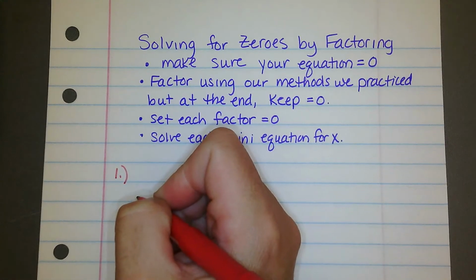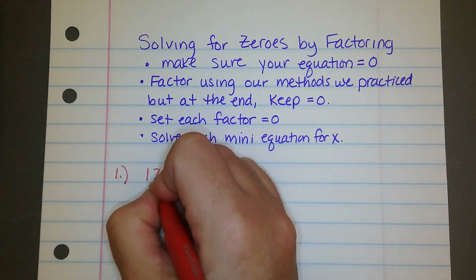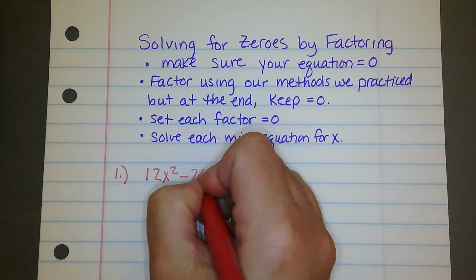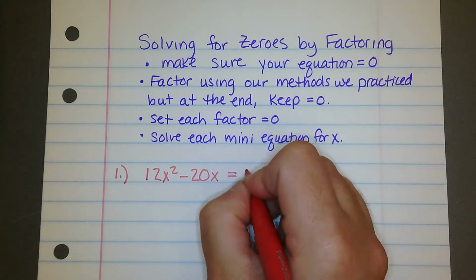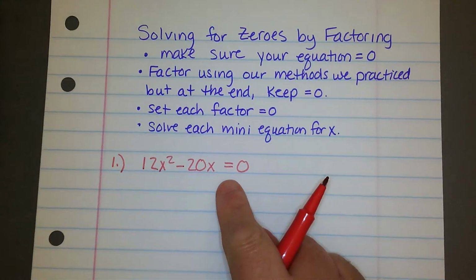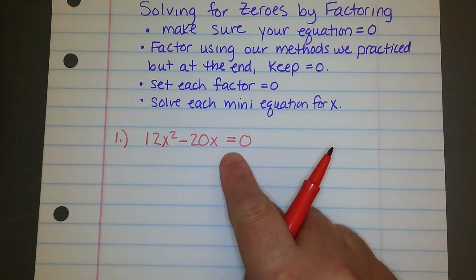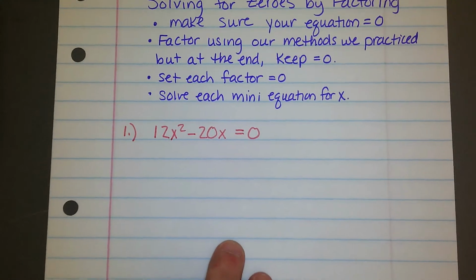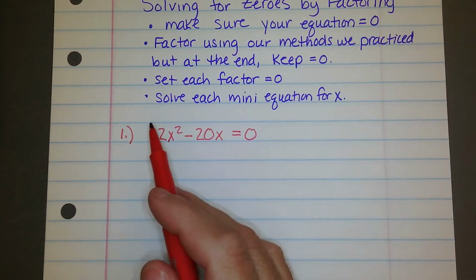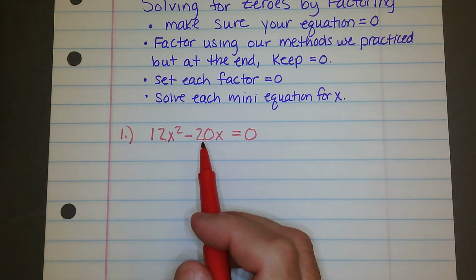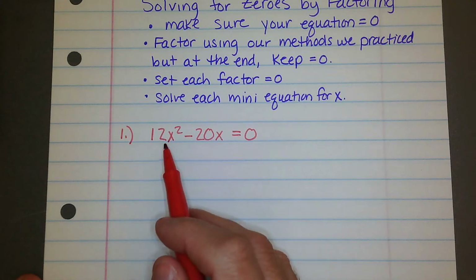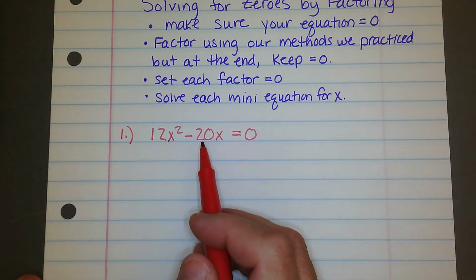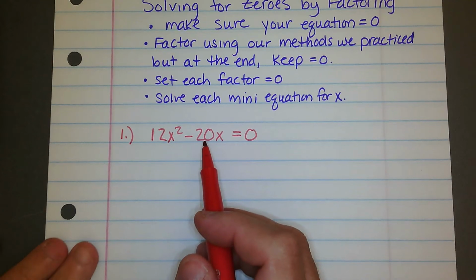Our first one is 12x squared minus 20x equals 0. This is an equation, and that means that we're going to solve this by factoring. But before we can get our x values, we need to take a look at what kind of factoring we're going to do, what method we're going to use. So it's got two terms. Well, that means it's either a difference of two perfect squares or GCF. Do you see a perfect square anywhere? No, me either. So this is definitely a GCF.